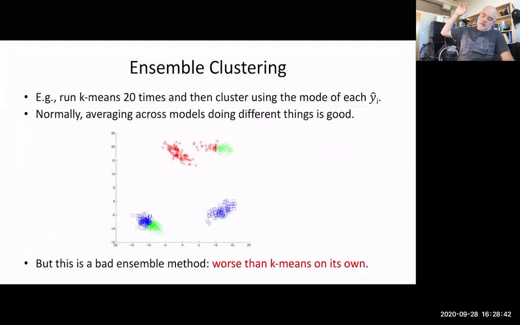So if we run k-means 20 times and then cluster using the mode of each y hat i, this would be insane in the clustering case, right? Normally averaging across models doing different things is good, but in this case, this ensemble clustering is worse. It's worse than k-means on its own, right? So you've got disparate clusters with the same labels. It's all a mess, right?